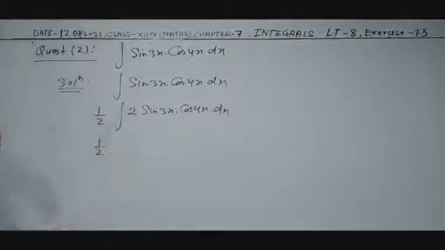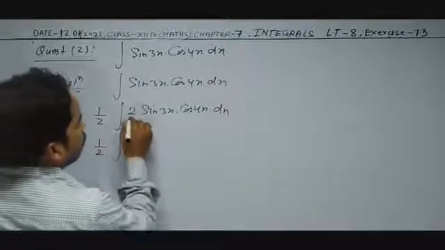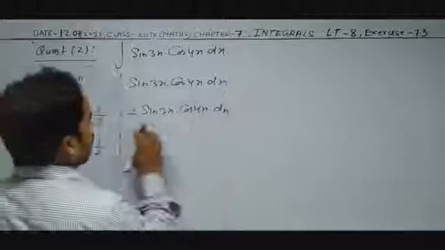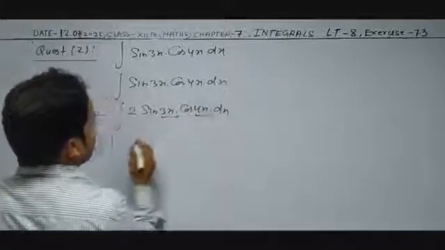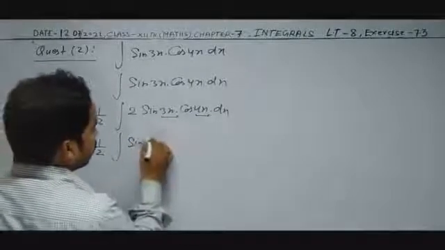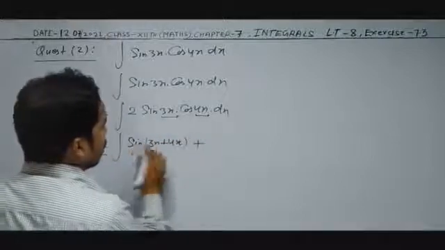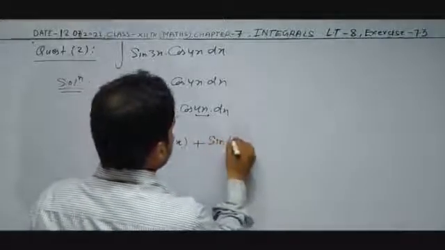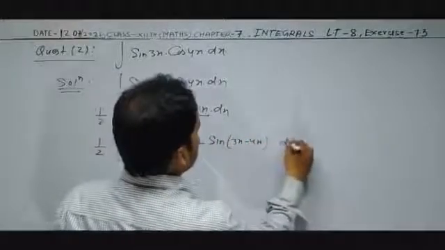Now you know the formula: 2 sine a cos b equals sine of (a plus b) plus sine of (a minus b). In place of a there is 3x and b is 4x. So sine of (a plus b) means sine of (3x plus 4x), plus sine of (a minus b) means sine of (3x minus 4x), and now dx.